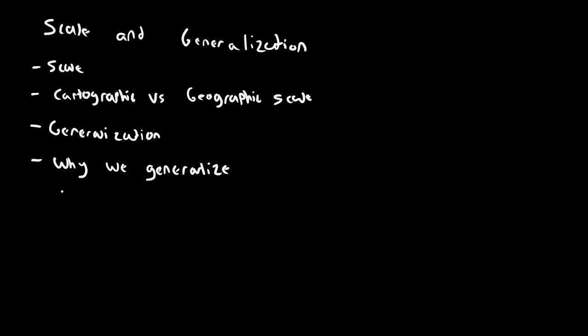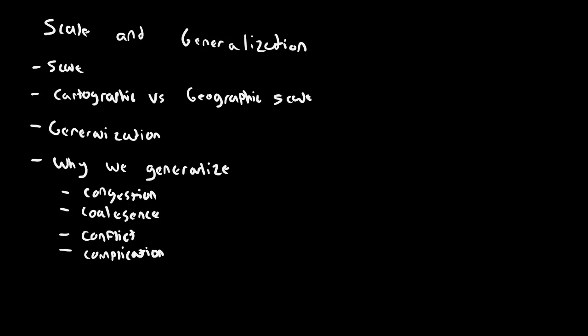And specifically, we're going to talk about four key causes of generalization. We're going to talk about congestion. We're going to talk about coalescence. We're going to talk about conflict. And we're going to talk about complication. And we're going to look at examples of each of those.